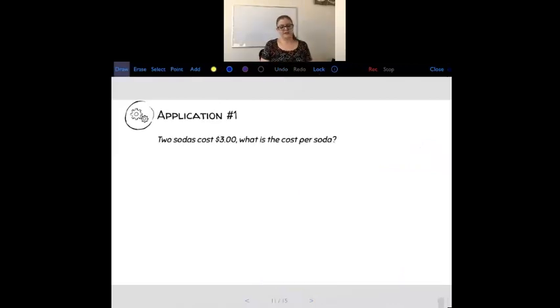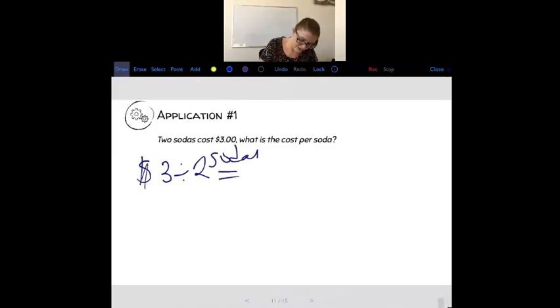Application 1. So we're going to start talking about price per unit, determining the better deal. So 2 sodas cost $3. What is the cost per soda? So you might know to just divide this by 2. We have $3 and we have 2 sodas. So this would be $1.50 per soda.